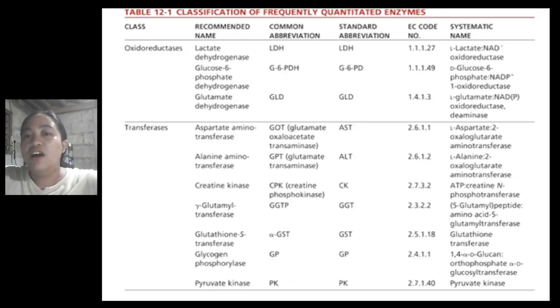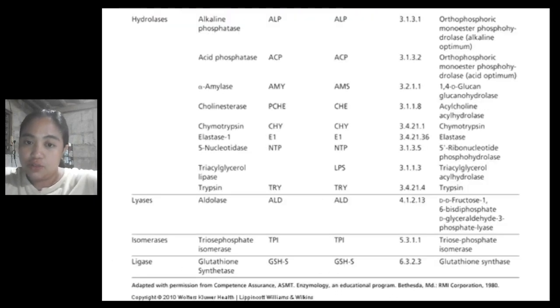So these are the frequently quantitated enzymes. So unsa may common diri. For example, si pyruvate kinase, or PK, na siya code nga 2.7.1.40. So in here, mga trypsin. Si trypsin na siya 3.4.21.4. So those are different common quantitative na mga enzymes.